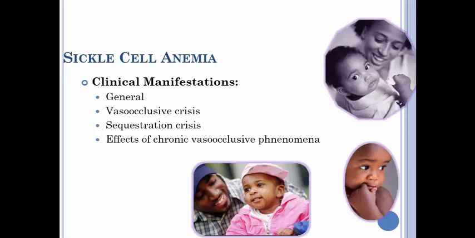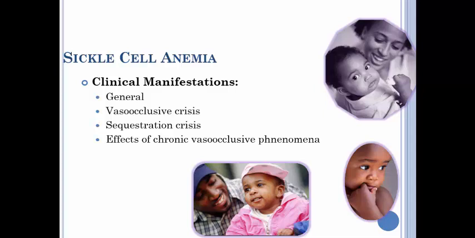Clinical manifestations can be general. During times when they're not in crisis, you may see growth retardation and chronic anemia. During vaso-occlusive crisis, the presenting symptom is pain. These patients come in extreme pain. You can see painful swelling of the hands and feet, severe abdominal pain, strokes and visual disturbances, pneumonia, obstructive jaundice, and hematuria.